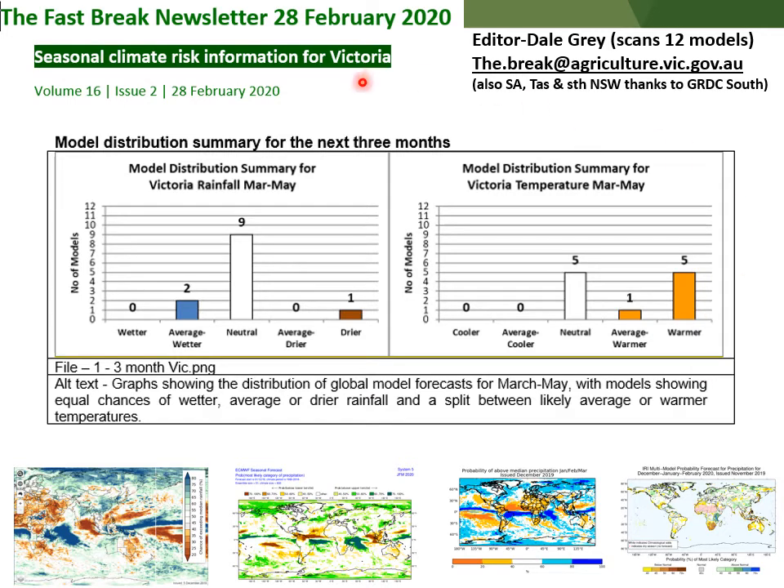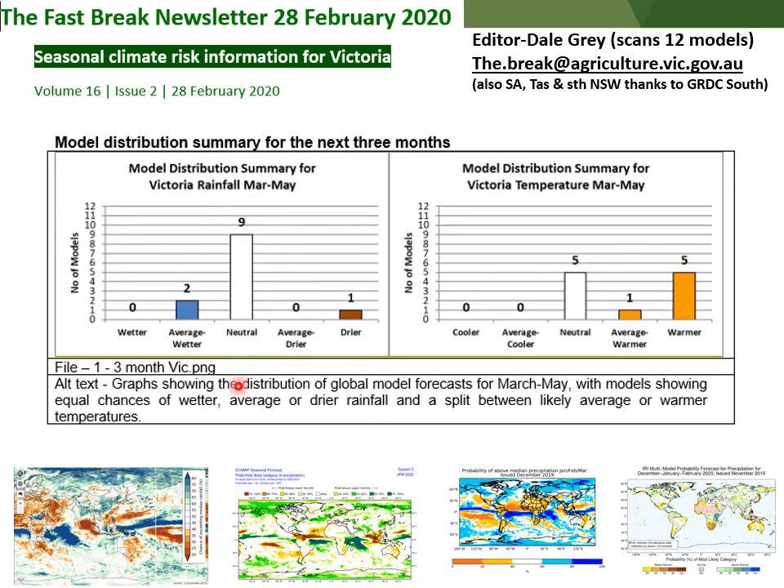Now the Break newsletter, and you'll see this in the Milking the Weather too. This is a great little summary. It's probably the quickest way to look at all of this stuff. Dale Gray looks at 12 global forecast models from across the planet and puts them all in the one table. He looks at the little map of Victoria and all of them, and then says how many are sitting on drier or wetter or about average. So this is the current outlook for the next 3 months.